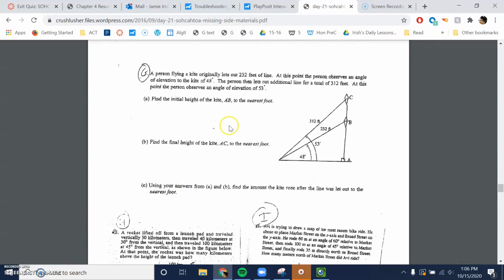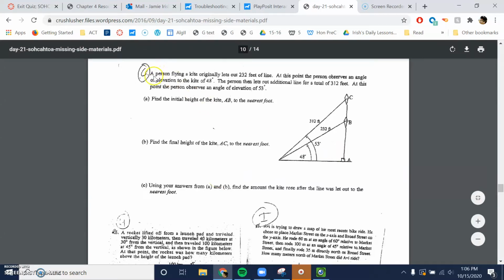Okay, so we are going to do our SOHCAHTOA missing side, but now with challenge questions. Ooh. So, why would you need to know SOHCAHTOA and why would we figure this out? What's the purpose? Well, what if we had a question like this? Follow along as I read.